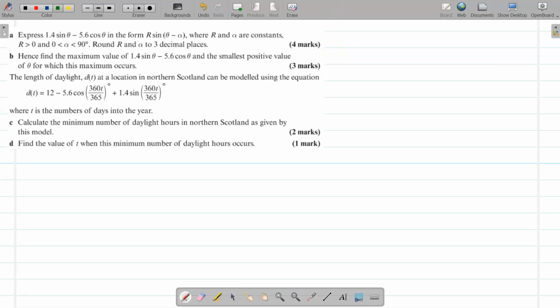Hello and welcome to this question from the Year 2 A-Level book. This is Chapter 7, Mixed Exercise, Question 26 on Trigonometric Modelling.